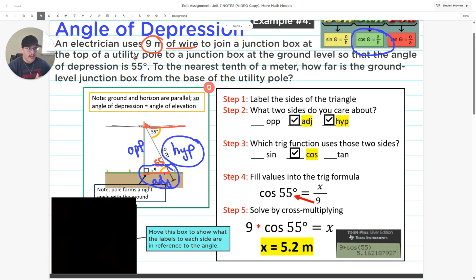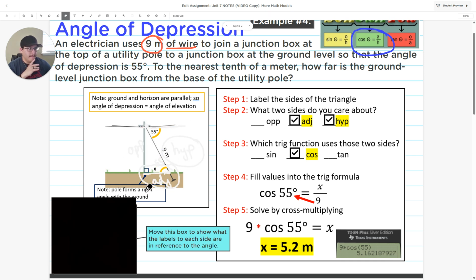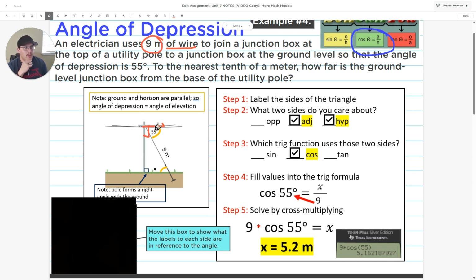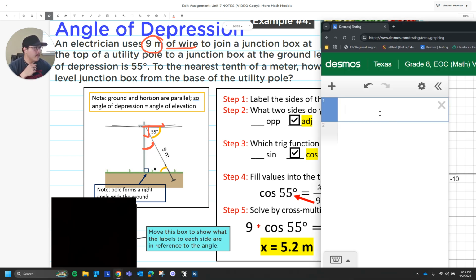So there may be another way to do this. Now I'm going to show you. In case you were wondering, there is a second way to do this. This is a 90-degree angle. We know this is 55 degrees. So what angle does this make if this is 55 degrees? Well, let's, again, use Desmos. 90 minus 55, that's a 35-degree angle.